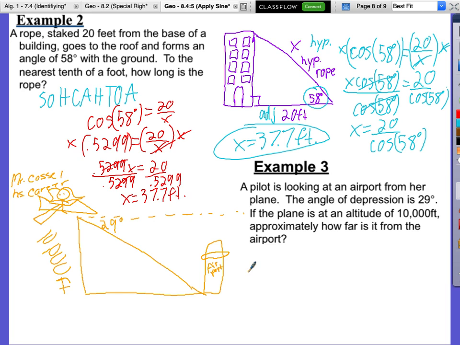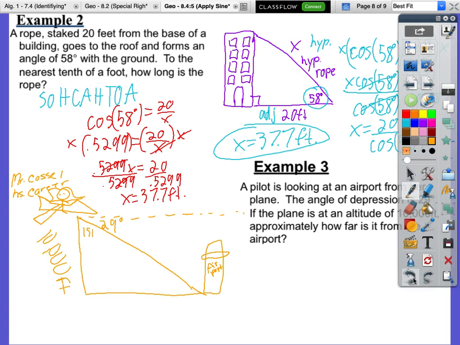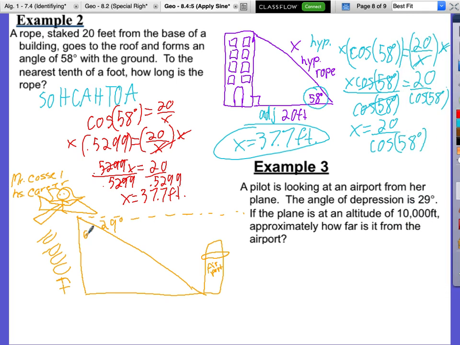Okay, hey Jacob, does that mean we have to use 151 degrees for the inside angle there? So that means this angle would be 151 degrees? Why would it be 151? It'd be 61. Okay, and this is the right angle, right?